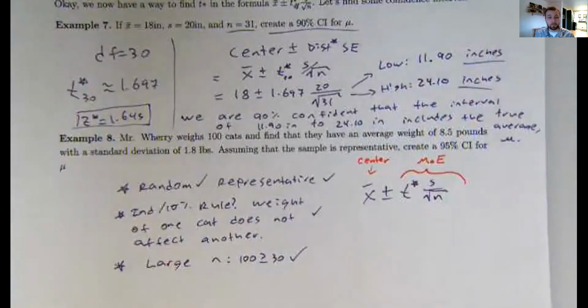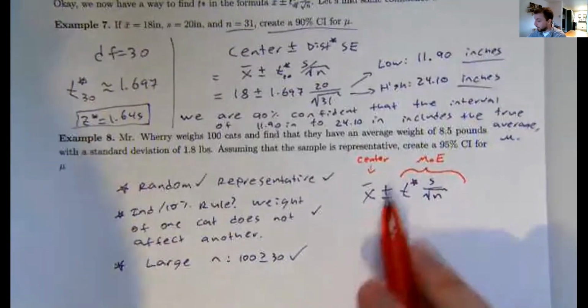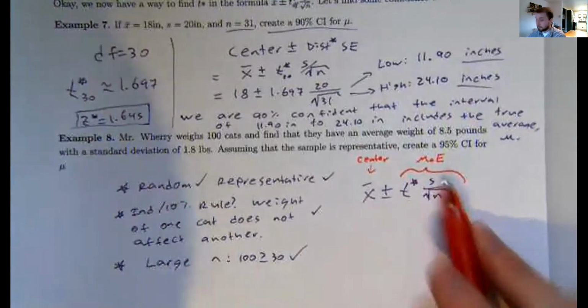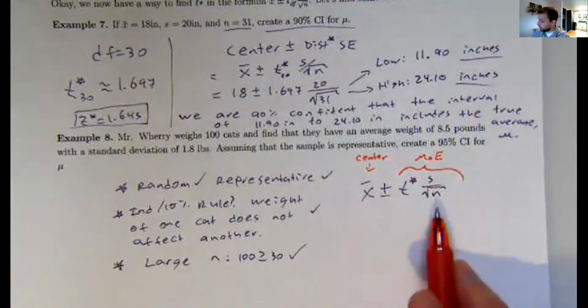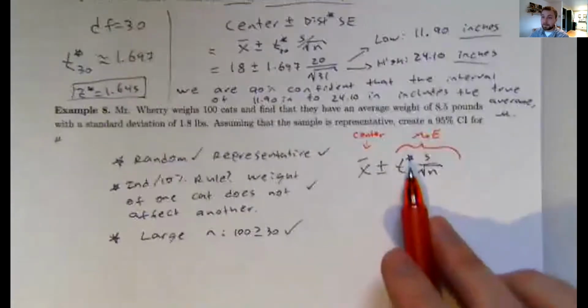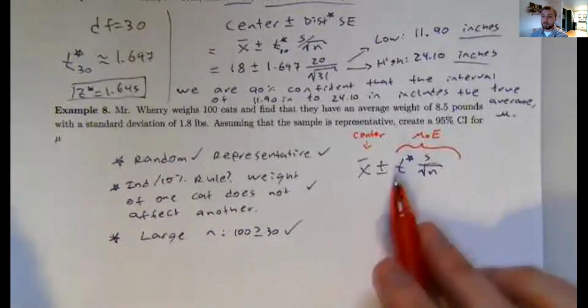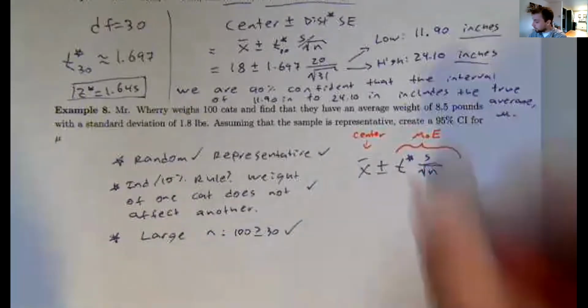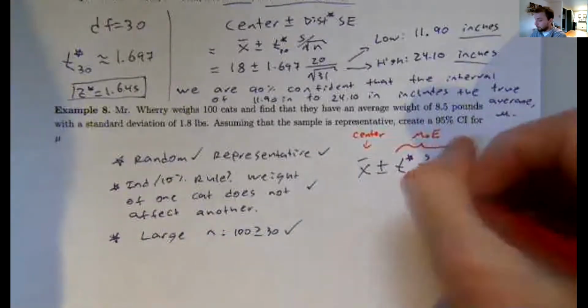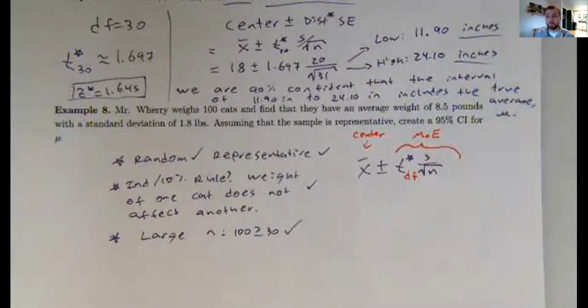What I would like you to do if you're following along at home is pause the video and see if you can figure out what X bar, S, and N are. You can get that just from reading the problem. And then go to that T table and see if you can find T star for whatever my degree of freedom should be. Keep in mind I'm working with 100 samples. So go ahead and pause the video, try that out, see what you can come up with.